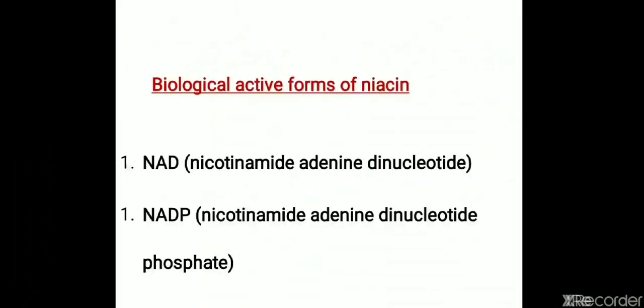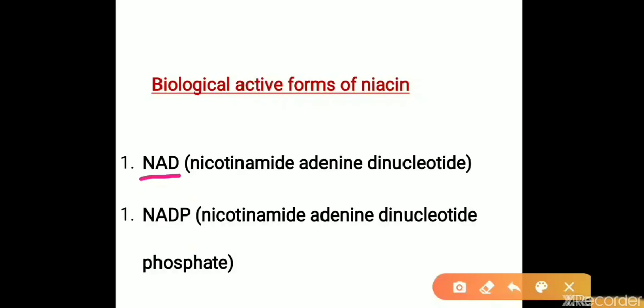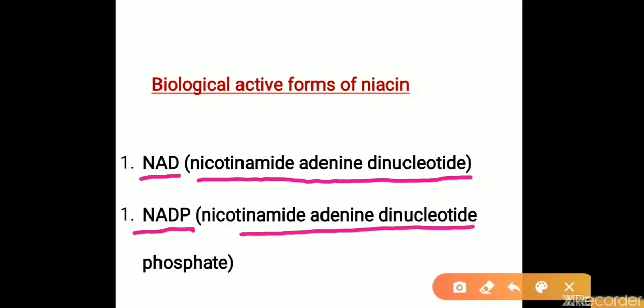So let's see the biological active forms of niacin. There are two biological active forms for niacin. One is NAD. NAD means nicotinamide adenine dinucleotide. And the second form is NADP, that is nicotinamide adenine dinucleotide phosphate. So NAD and NADP, these are the coenzyme forms of niacin.